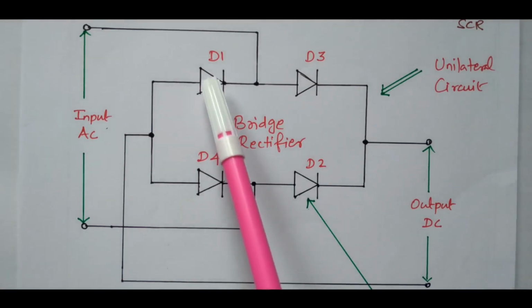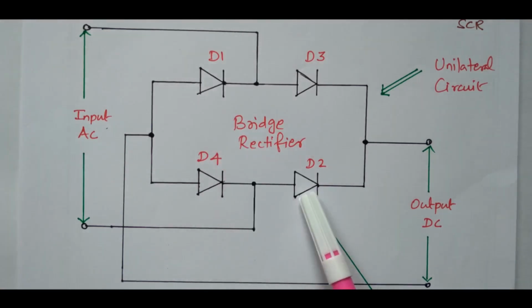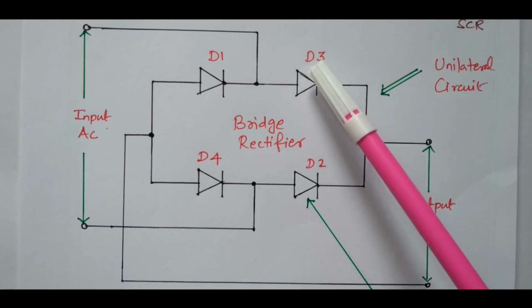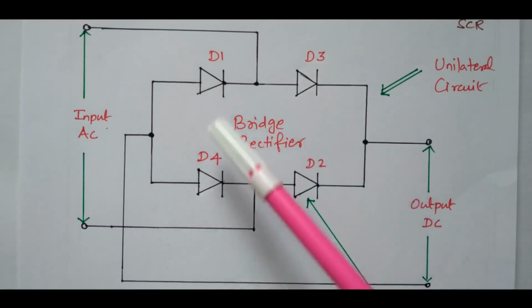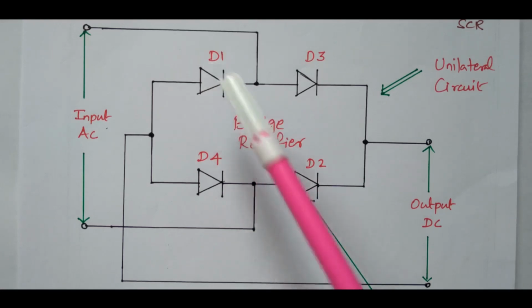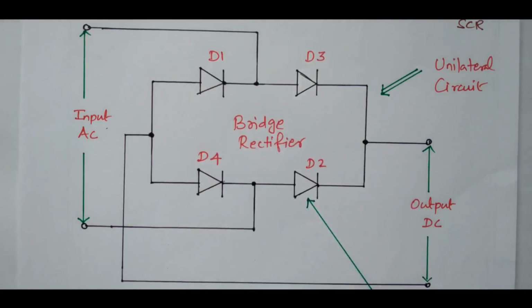So during positive half cycle, D1 and D2 will conduct. D3 and D4 will not conduct because of reverse bias. During negative half cycle, D3 and D4 will conduct, but D1 and D2 will not conduct. So it will work in only one direction. In order to handle both the positive and negative cycles, 4 diodes are connected.